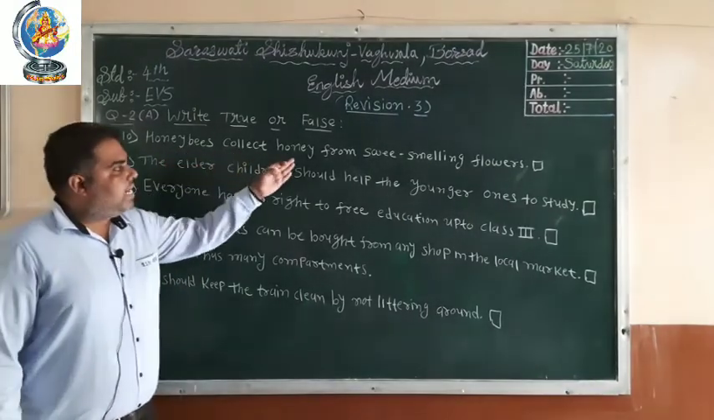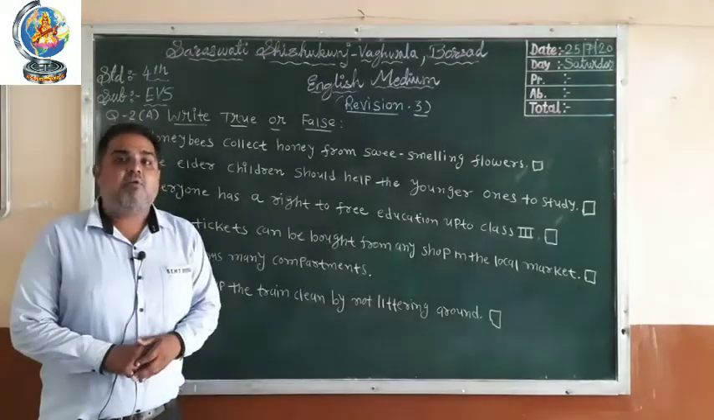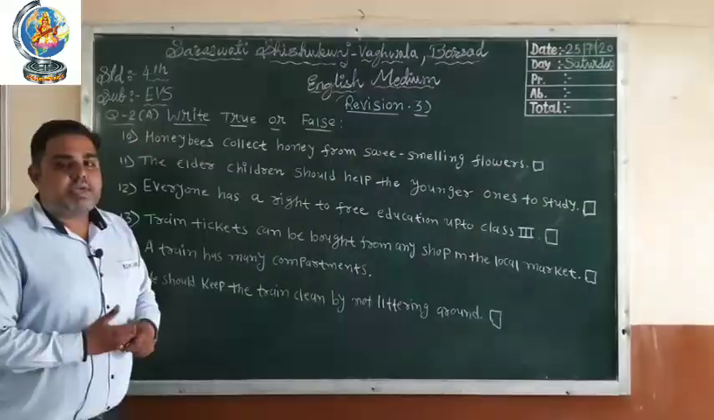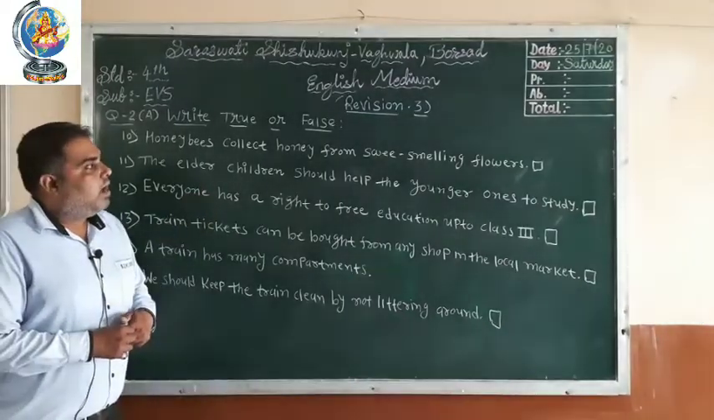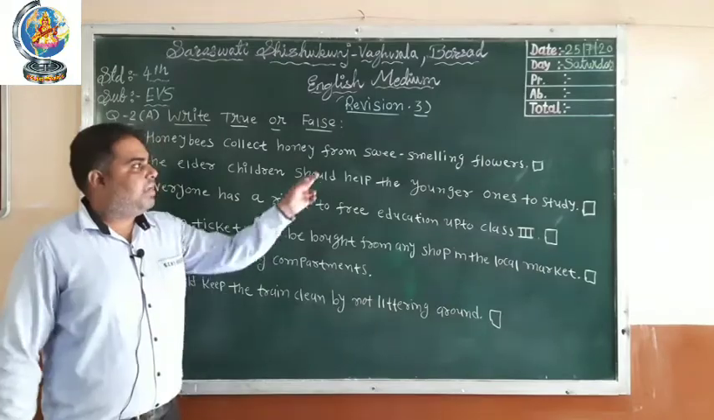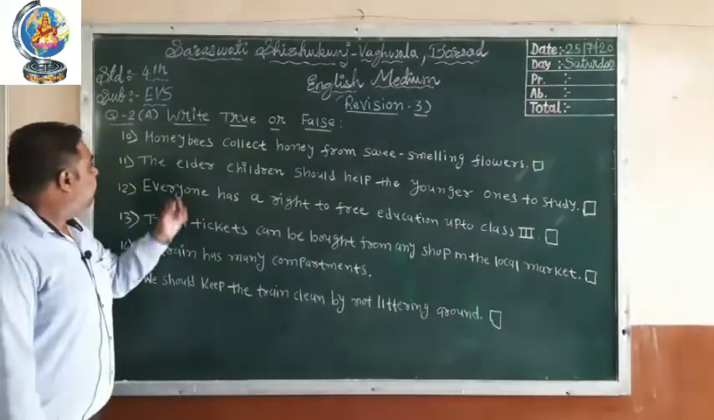Number 10, honeybees collect honey from sweet smelling flowers. So students, this statement is correct because honeybees collect honey from sweet smelling flowers. So that is why this statement is correct.